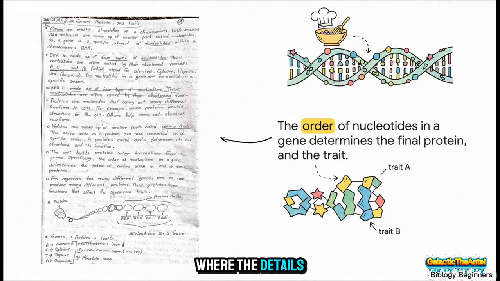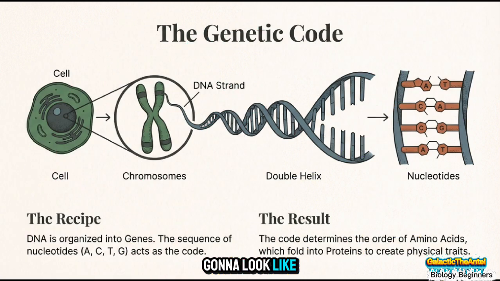And this is where the details become absolutely critical. Just like in a real recipe, the exact order of the chemical ingredients in DNA, these things called nucleotides, determines what the final protein is going to look like. You change that order even a little bit, and you could get a completely different result.